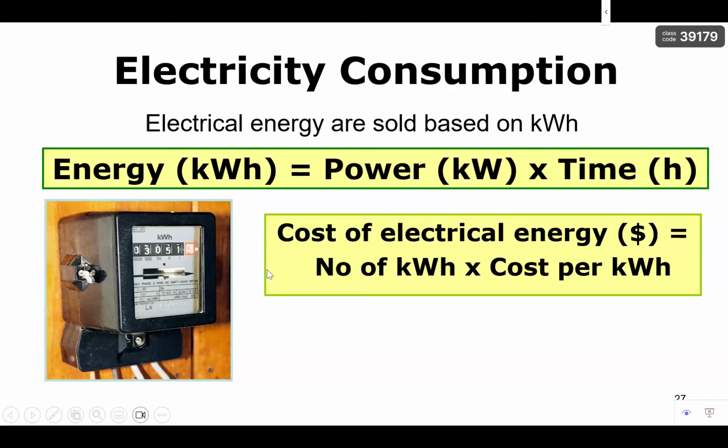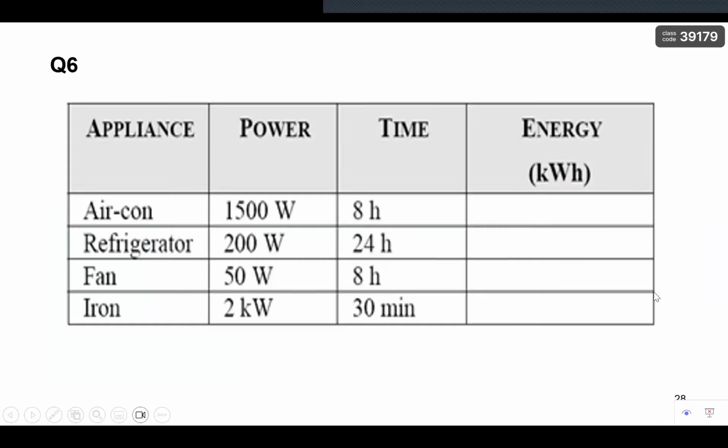In order to calculate the cost of using electrical appliances, it depends on how much energy you use, the amount of kilowatt hours that you use, times the cost per kilowatt hour, because electricity is sold based on kilowatt hours. So let us do a few examples. You may pause the video now to think about the answer to the last column. I'm going to go through now.